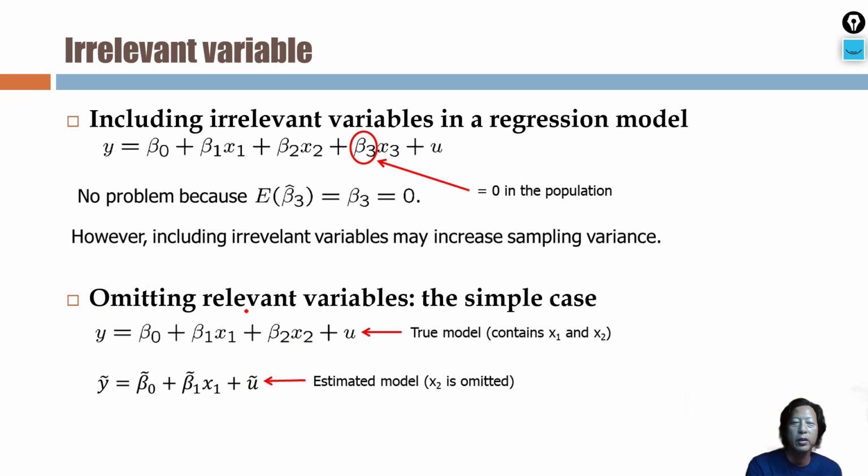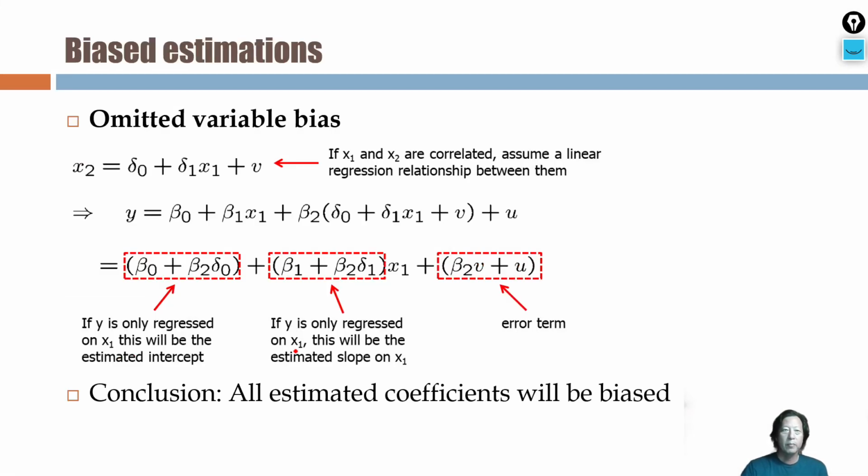This is omitting the relevant variable. So you should have this one, but you may exclude that part. And then again, we know this beta 1 and beta 0 will be biased when you're taking out the relevant variable. So, a biased estimator.